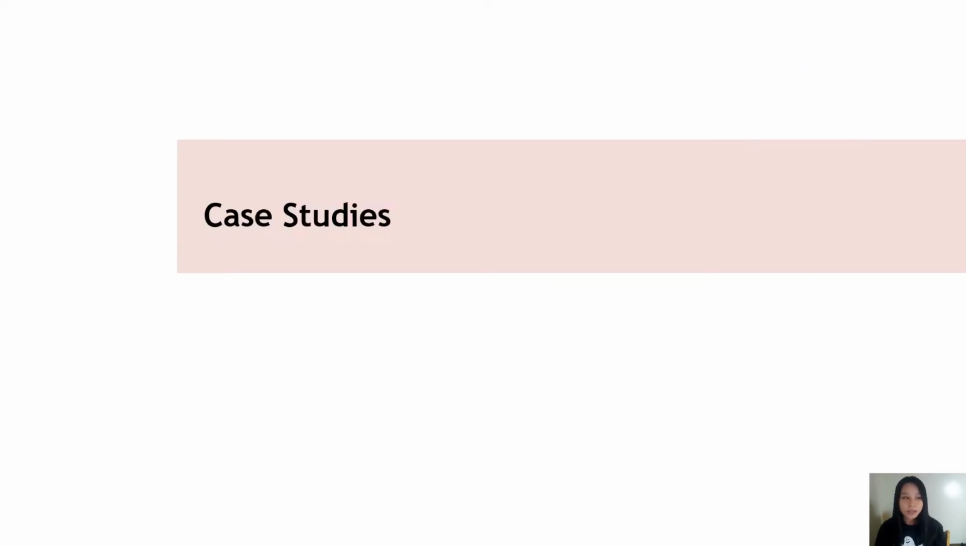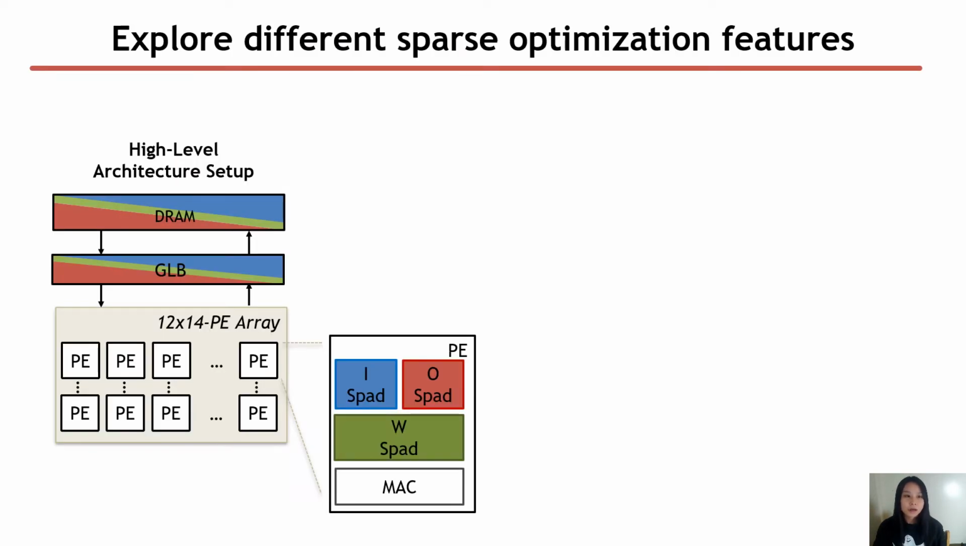Okay, so now that we have introduced our infrastructure, we can take a look at how we can use it and what are some example studies that we did. The study that we want to show uses the infrastructure to explore different sparse optimization features. We use a high-level architecture setup here, which is basically the topology of Eyeriss V1, with DRAM, a global buffer, and a 14 by 12 PE array. Each PE in the array has its own local storage. In this hardware architecture setup, we want to explore how we can apply sparse optimization features.